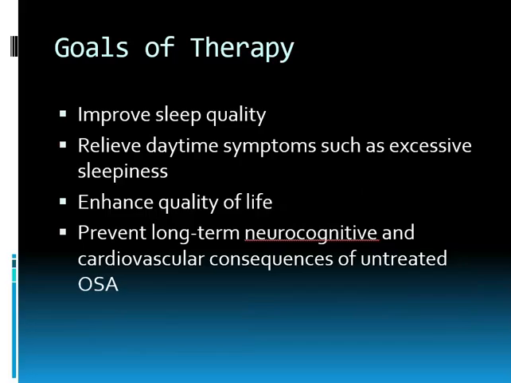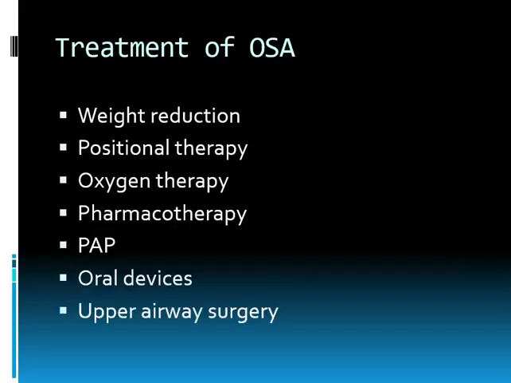So our overall goals of therapy is just to get them sleeping better, help them with their symptoms, improve their overall quality of life, and prevent all of those long-term detrimental consequences that can happen when OSA is left untreated. All of the stress and strain it's putting on the heart and on the brain and on the body. Let's try to stop it in its tracks and give them an overall better quality of life and a longer life if possible.